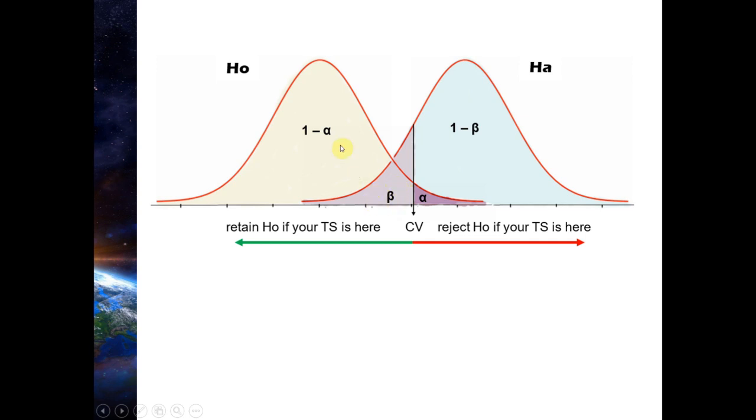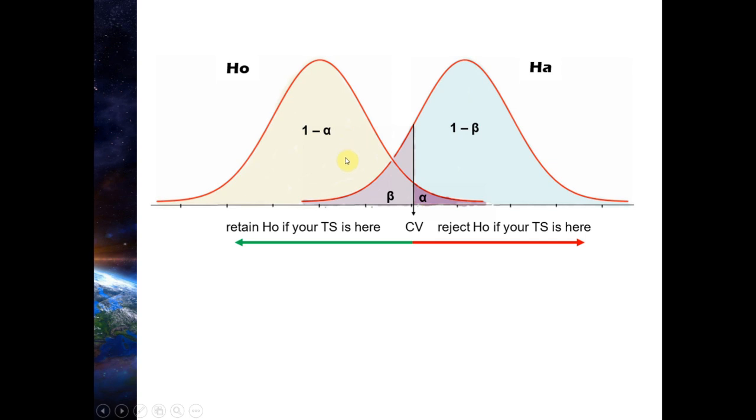You're saying something belongs to H0, but in reality, it actually belongs to HA. Okay? So it's the probability of a type 2 error. And again, remember that areas need to add up. So beta and 1 minus beta add up to 1. Alpha and 1 minus alpha add up to 1.